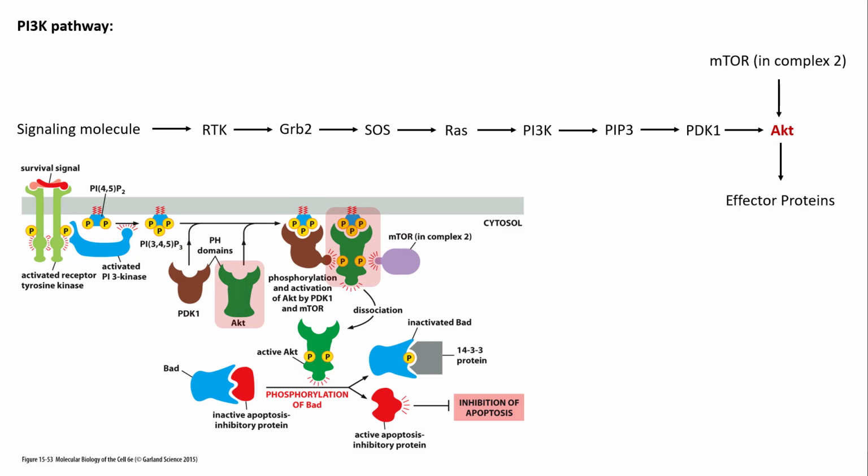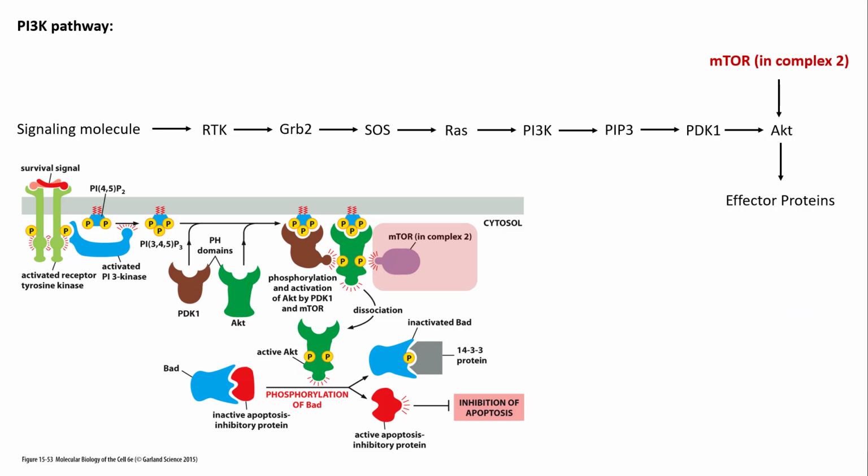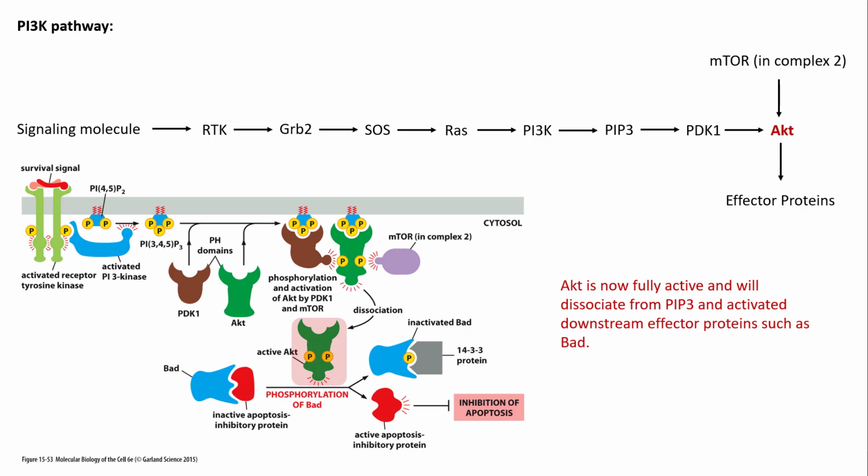Next is the activation of AKT. AKT has a PH domain and is localized to the cell membrane by binding to PIP3. AKT is now brought near PDK1, and PDK1 will partially activate AKT by phosphorylating it. mTOR complex 2, which is activated by a separate pathway, will phosphorylate and fully activate AKT. AKT is now fully active and will dissociate from PIP3 and activate downstream effector proteins such as BAD.